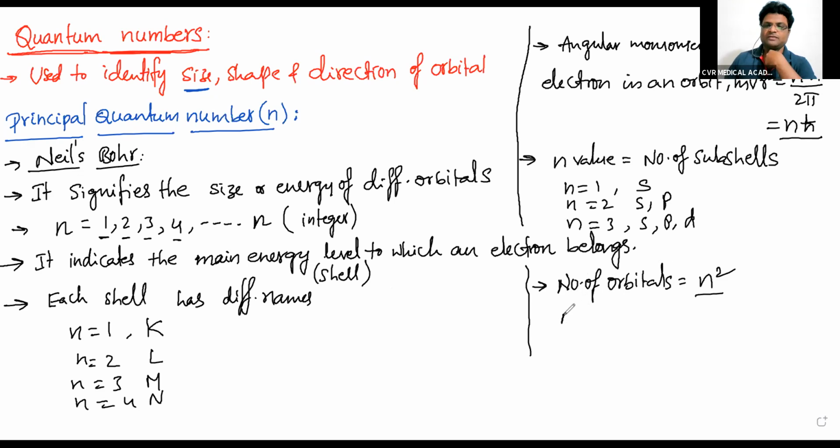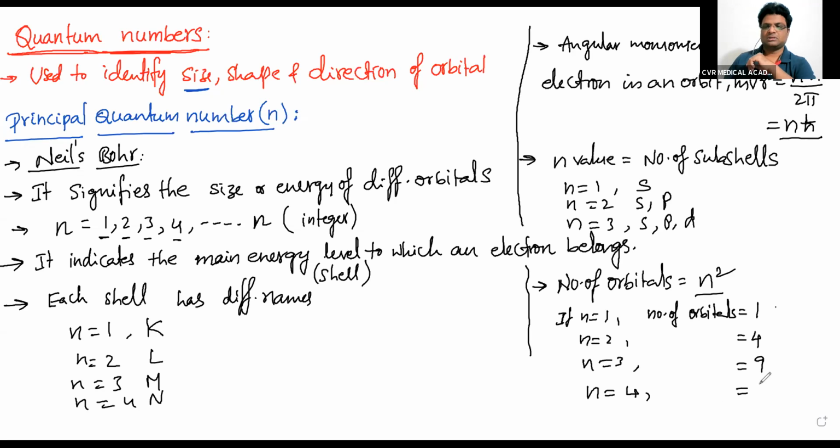Here, for example, if n is equal to 1, the number of orbitals is 1 only. Only the 1s orbital is present in it. If n is equal to 2, the number of orbitals will be 4. How? It is 1s orbital and 3p orbitals, together 4. For n equal to 3, the number will be 9. For n equal to 4, 16. Like this, the number continues. Number of orbitals, remember that.